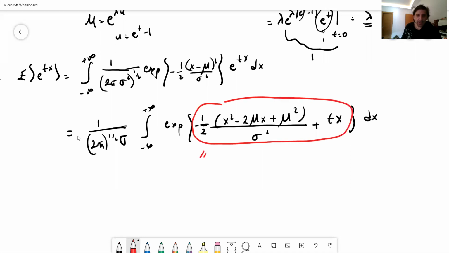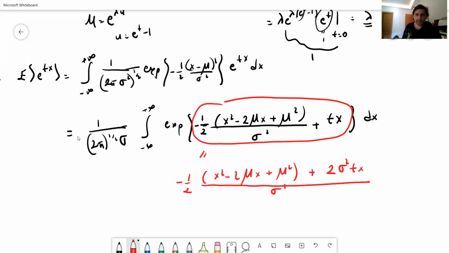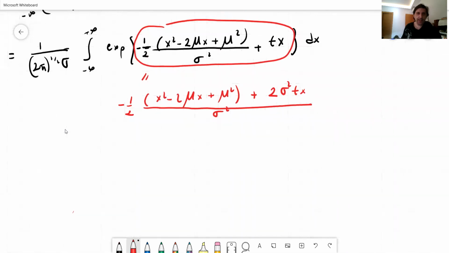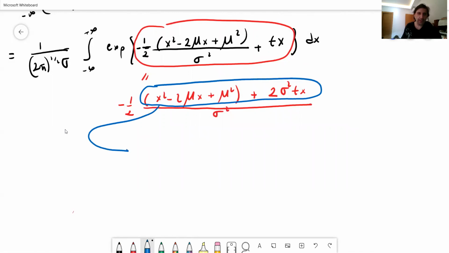Now I'm going to concentrate only on this part. So this part is going to be equal to minus 1 over 2 sigma squared times x squared minus 2 mu x plus mu squared. If I multiply this by 2 sigma squared, the t x term is going to be here, divided by sigma squared. Now that's nice. Now I'm going to concentrate only on this part. Then I'm going to handle this minus 1 over 2 sigma squared. So it's going to be equal to x squared. We have, let me write it that way. We have minus 1 over 2 here.